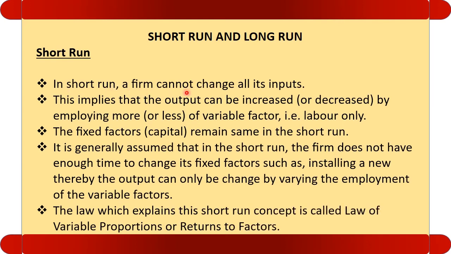In short run, a firm cannot change all its inputs. Doing the production for the shorter run is called the short run period, and while doing the production in the shorter run, the firm is not supposed to make changes in all the inputs. So in the short run, we have two inputs. One is fixed input and the other one is called the variable input. The input which changes with the level of output is called variable, and the input which cannot be changed, which is constant, is called the fixed factor. The law which is applicable in the short run is called the law of variable proportion or returns to factor.